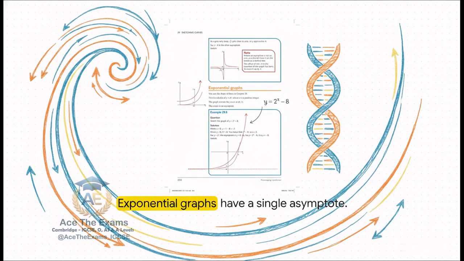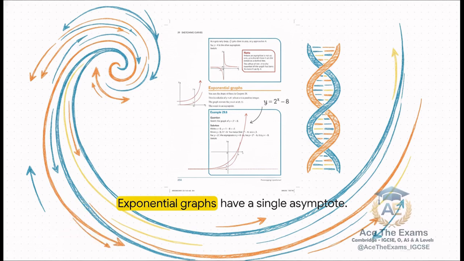Now for challenge 3, speed visualizing. You have 30 seconds. The equation is y equals 2 to the power of x minus 8.